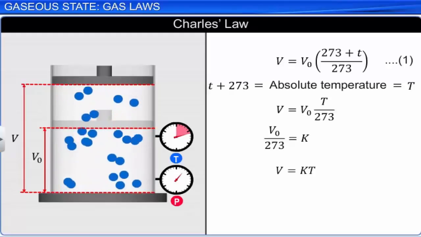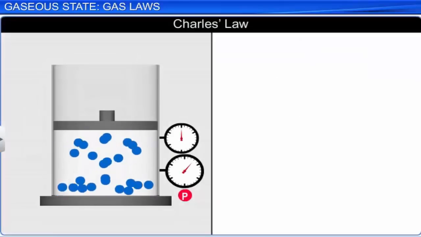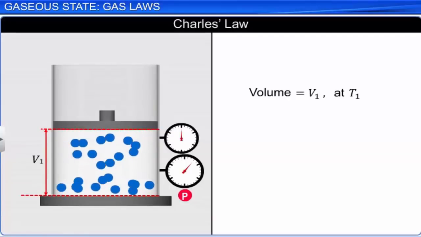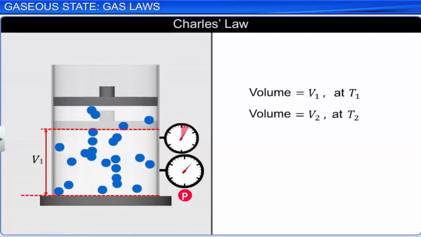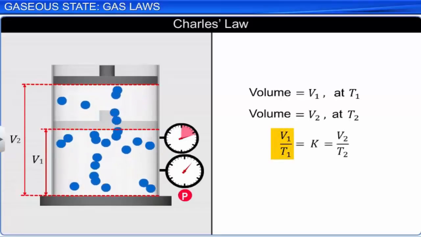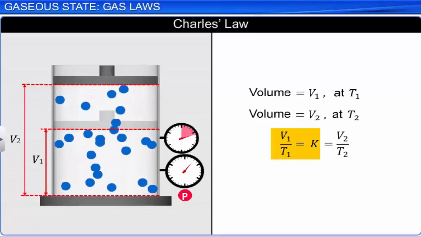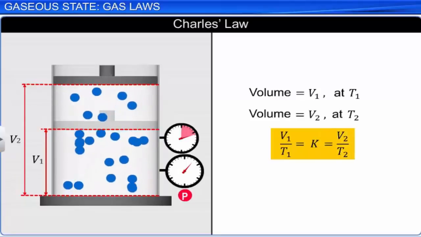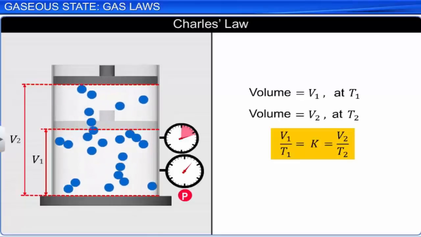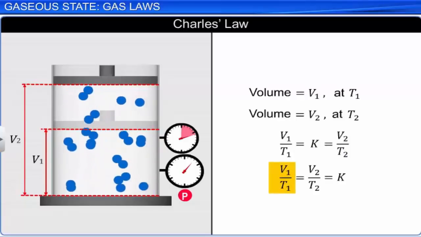If a given gas occupies volume V1 at T1 temperature and volume V2 at T2 temperature, then by Charles' law, V1 by T1 is equal to the constant k, which is in turn equal to V2 by T2. Therefore, the equation can be written as V1 divided by T1 is equal to V2 divided by T2 is equal to k. This is called the Charles' law equation.